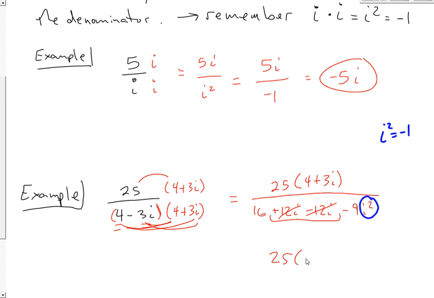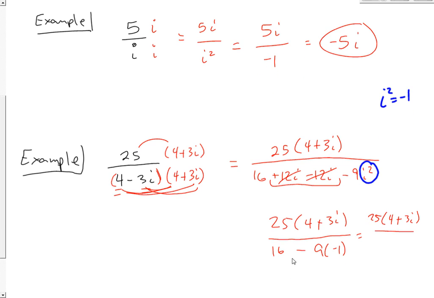we will get 25 times 4 plus 3i over the 16 minus 9 times negative 1. So we'll have 25 times 4 plus 3i over, let's see here, 16 minus 9 times negative 1 is going to be 16 plus 9, which is 25. And look at that, 25 cancels out with the 25, and we are left with 4 plus 3i.